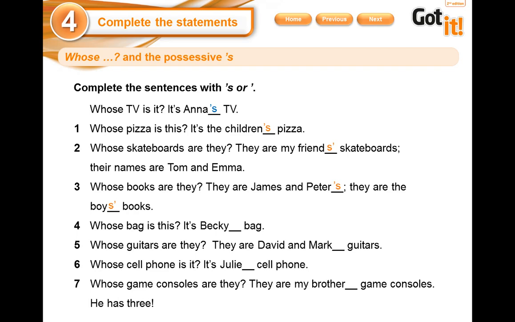Next, number 4. Whose bag is this? It's Becky's bag. Yes, very nice. Whose guitars are they? They are Zebed and Mark's guitars. That's very nice. Whose cell phone is it? It's Julie's cell phone. Very nice. Whose game consoles are they? They are my brother's game consoles. He has 3. Okay. More practice for ya.